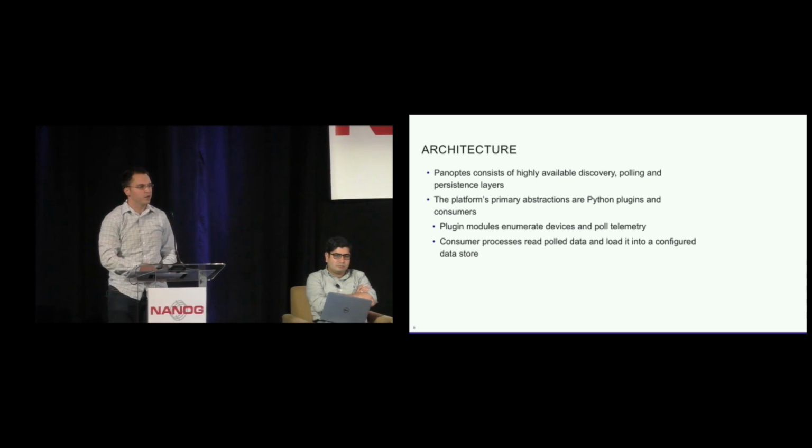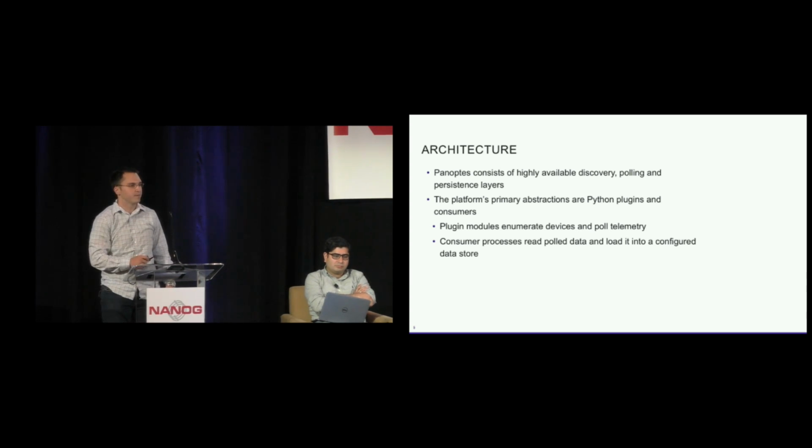We implemented scalable discovery and polling through a plugin architecture where plugins are simply Python modules. On the other hand, the persistence layer's main unit of work is a group of Python consumer processes which consume data from Kafka and load it into a configurable data store. With this high-level overview in mind, let's look at how Panoptes fits into Yahoo's production network.